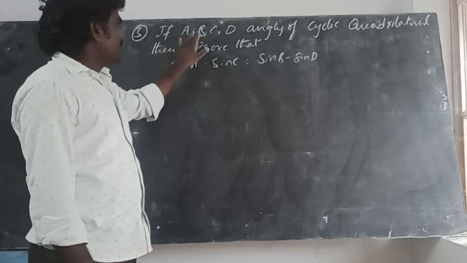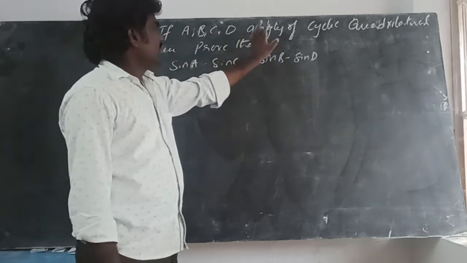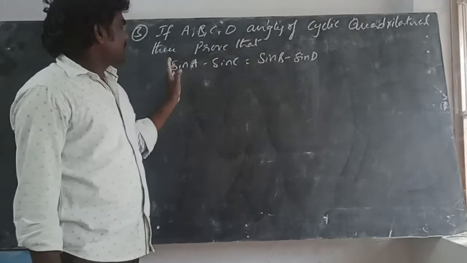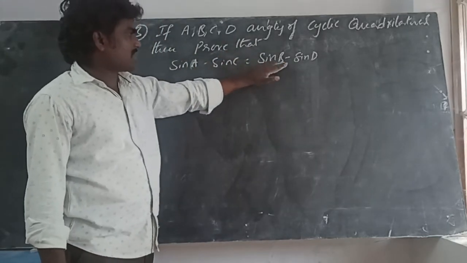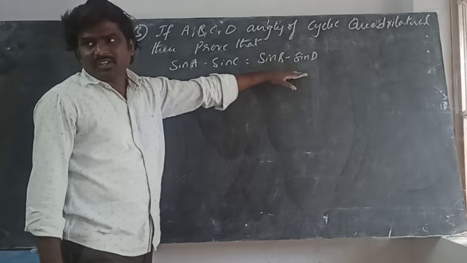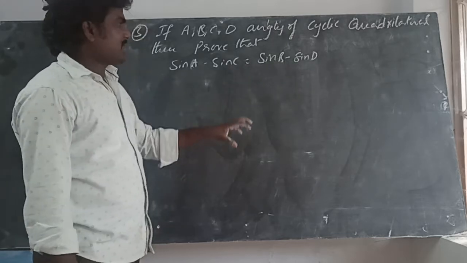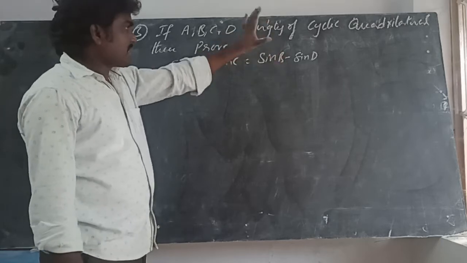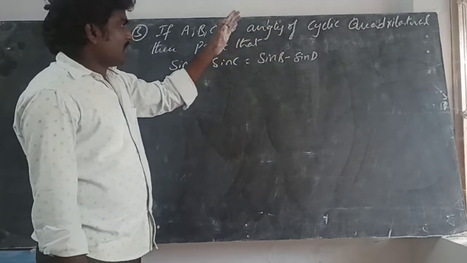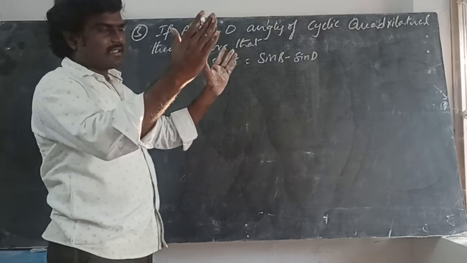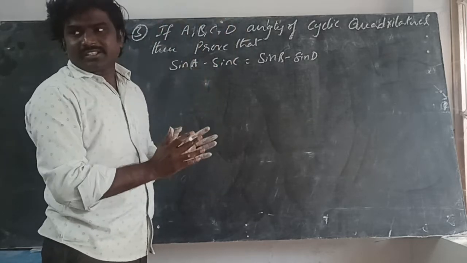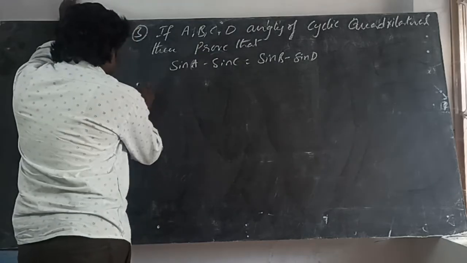Next one. If A, B, C, D are angles of a cyclic quadrilateral, then prove that sin A minus sin C is equal to sin B minus sin D. Cyclic quadrilateral means the quadrilateral is in a circle. Here, the opposite angles A and D, B and C, these two angles, the sum is how much? 180 degrees.